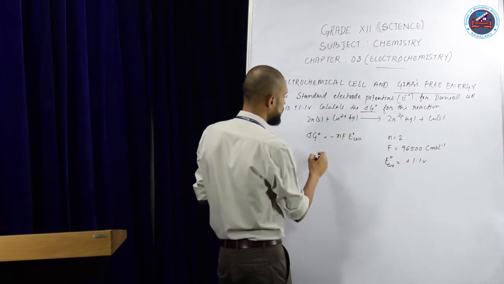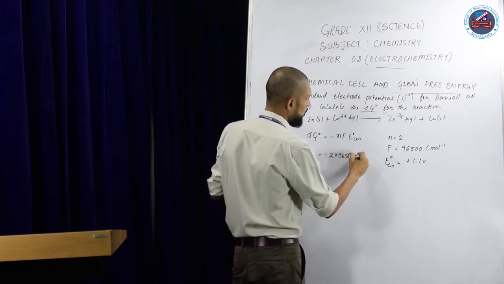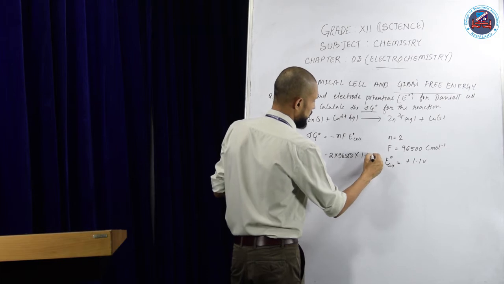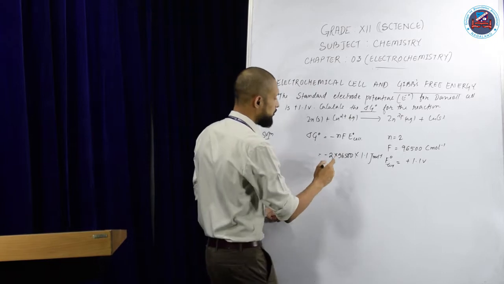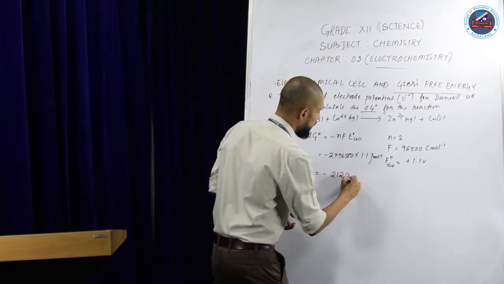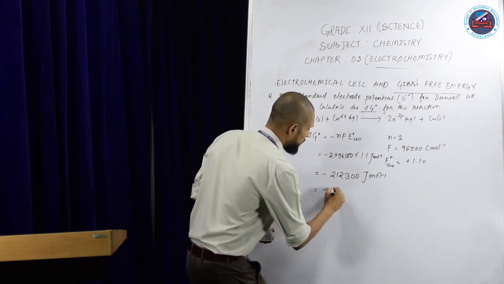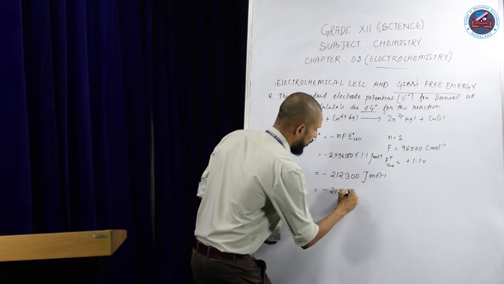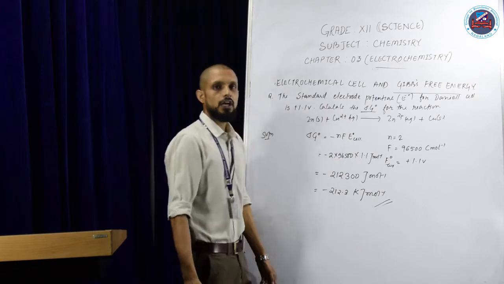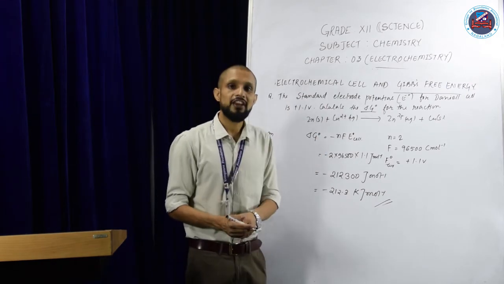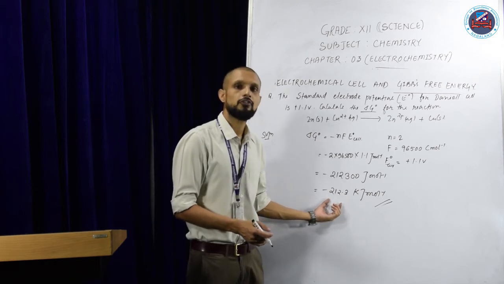So let us put these values here and simplify. So minus 2 multiplied by 96500 multiplied by 1.1. Unit is joule per mole. So if you simplify this, you will get minus 212300 joule per mole. Or we can write minus 212.3 kilojoule per mole. Now in case you are asked to find out whether the reaction is spontaneous or non-spontaneous, you can see it's negative, so the reaction is spontaneous.